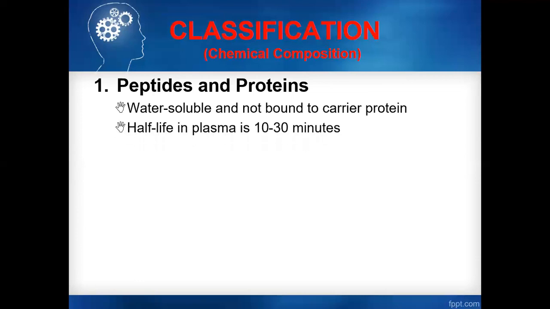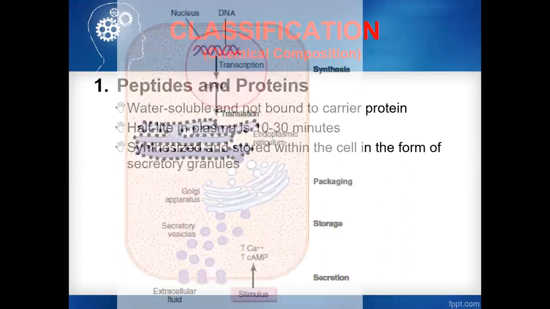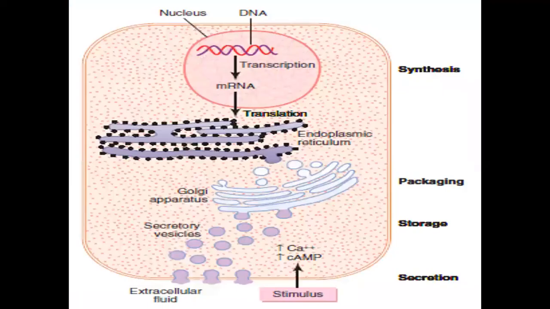Now, their half-life in plasma is 10 to 30 minutes. So this is actually a shorter half-life compared to other types of hormones, say for example, steroid hormones, which are actually bound to a carrier protein. Being not bound to a carrier protein, they have a shorter half-life in the plasma. So it may range from 10 to 30 minutes. They are synthesized and stored within the cell in the form of secretory granules. Let me expound that using this figure here.